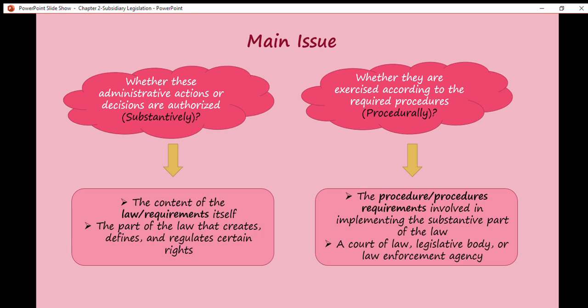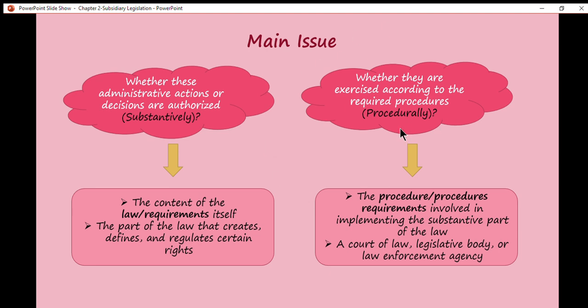Because with substantive we will look into the content of the law or requirements itself, whether the public authority has followed all the requirements before they exercise their functions. And this also means the part of the law that creates, defines and regulates certain rights. So remember, substantive means that we go to the law or the requirements itself, what power is authorized to be done by the public authority.